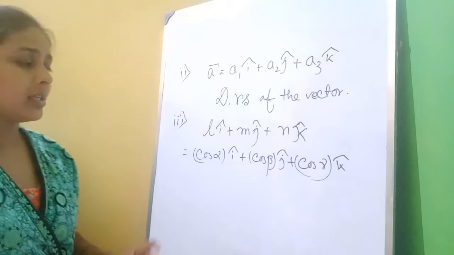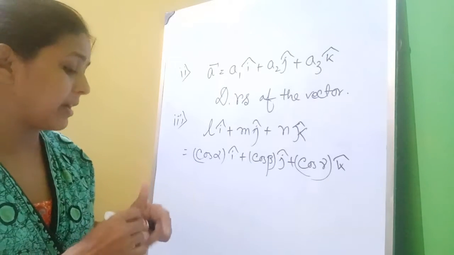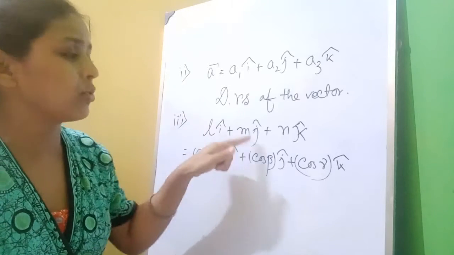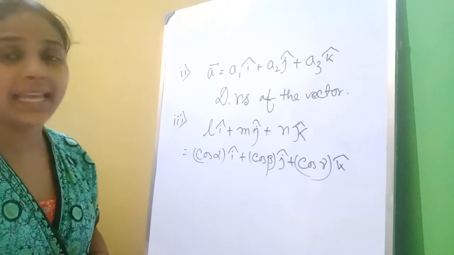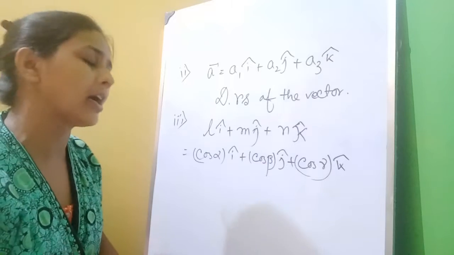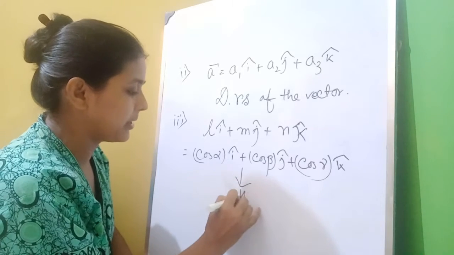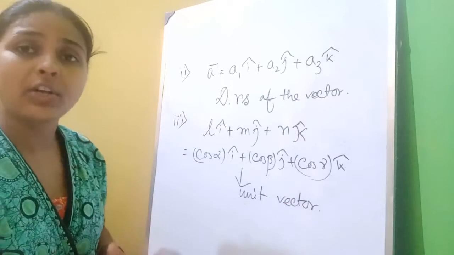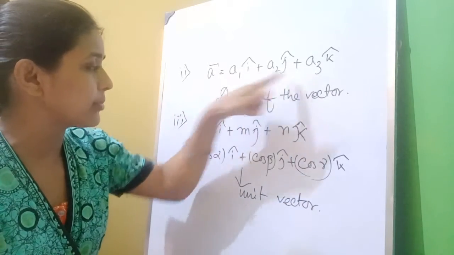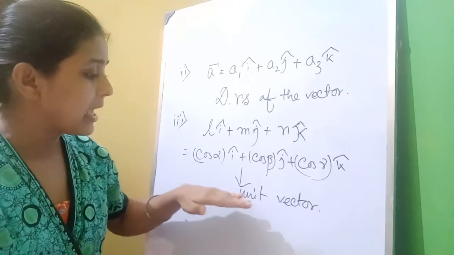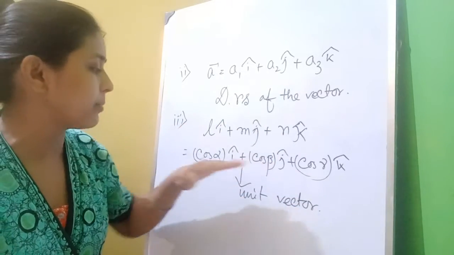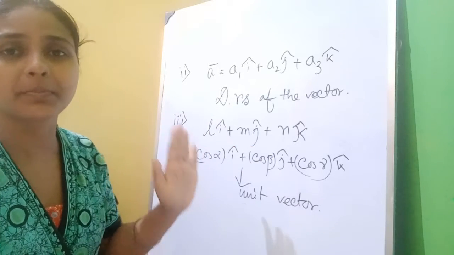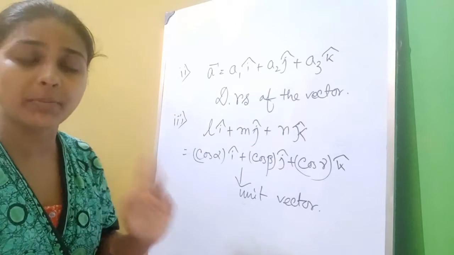You can see that if a vector's scalar components are represented with direction cosines, then the vector must be a unit vector. So for a non-unit vector, scalar components represent direction ratios, and for a unit vector, scalar components represent direction cosines. This is the simple thing that you need to remember.